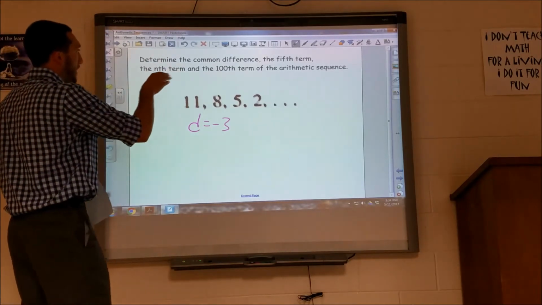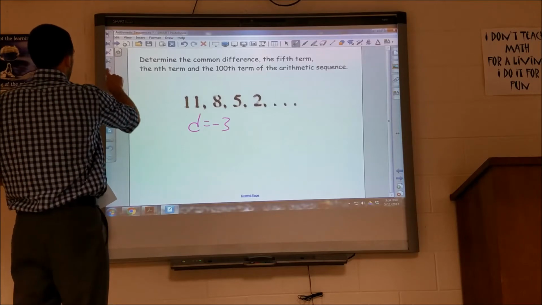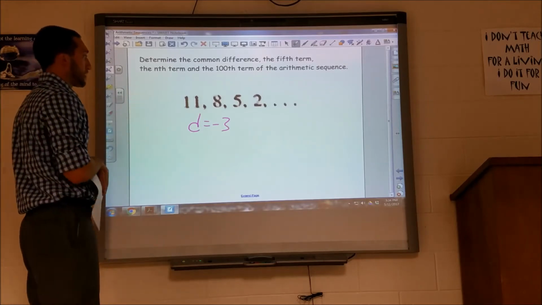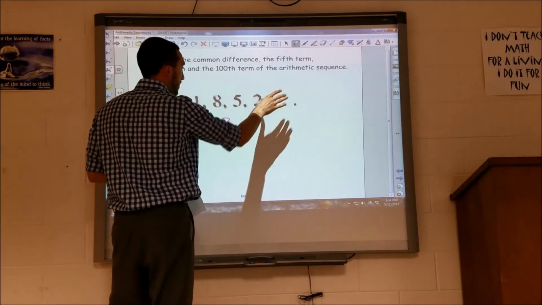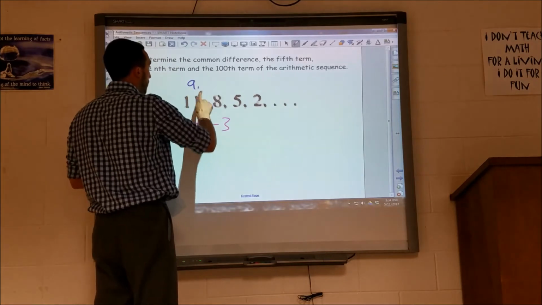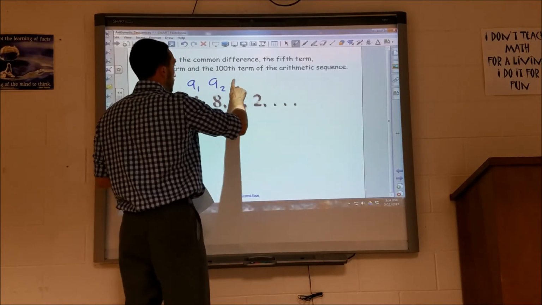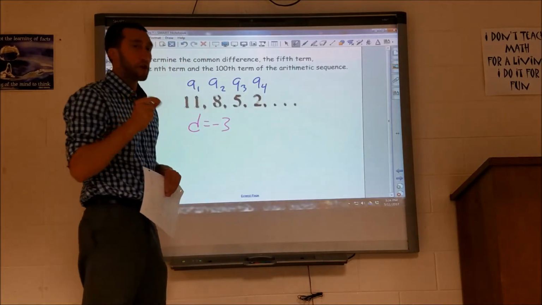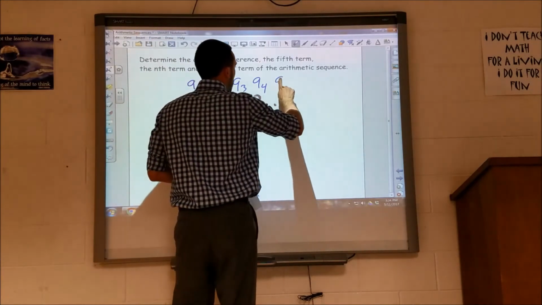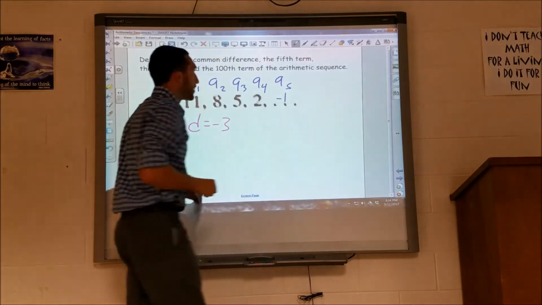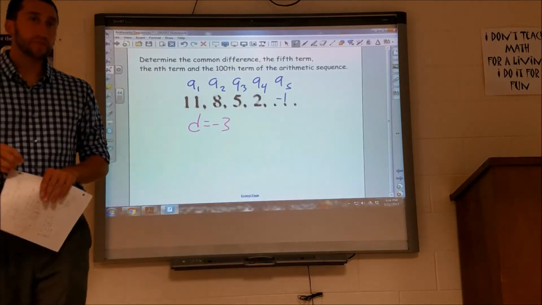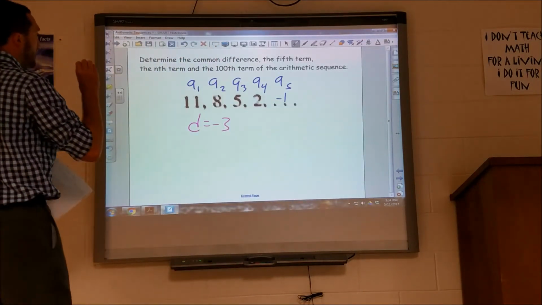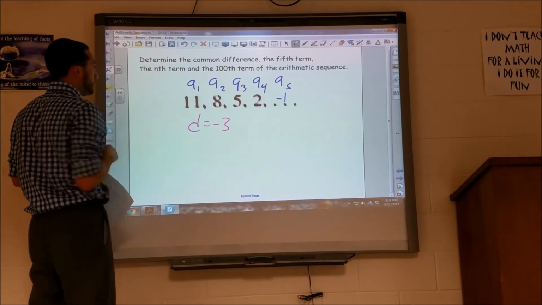So now I've already found my common difference. Now I want to find the 5th term. Okay, so it should be easy to see the 5th term: a sub 1, a sub 2, a sub 3, a sub 4. Okay, so for the 5th term, we would just subtract 1 more, so we should see that a sub 5 is -1. Now, next, they want us to find the nth term.